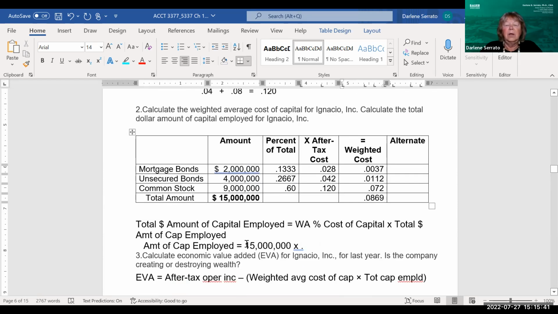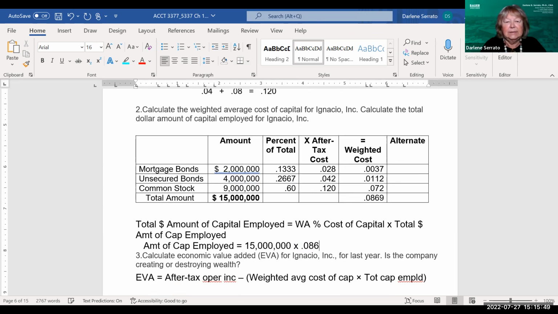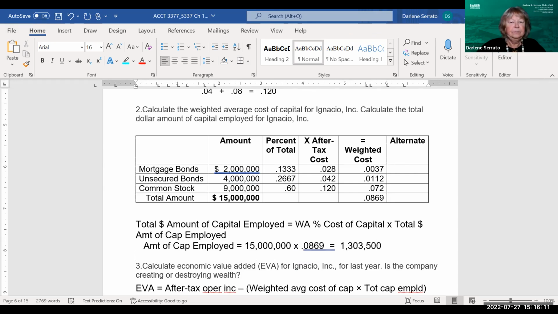So the amount of capital employed is 15 million times the 0.0869 gives us $1,303,500. Okay.